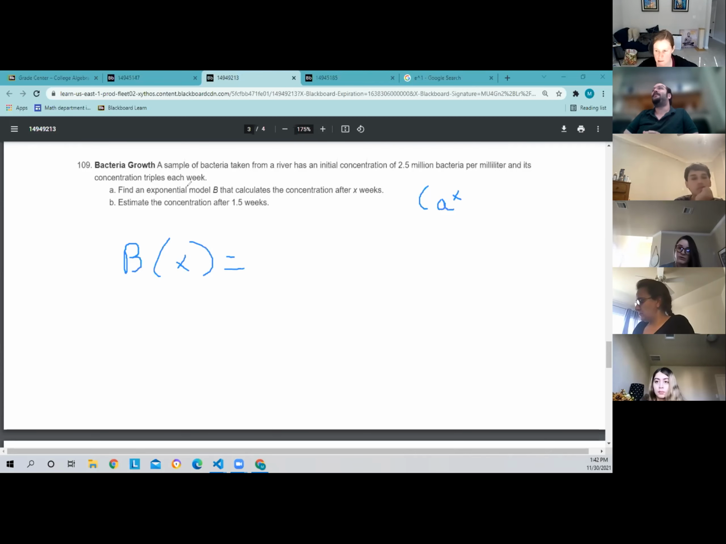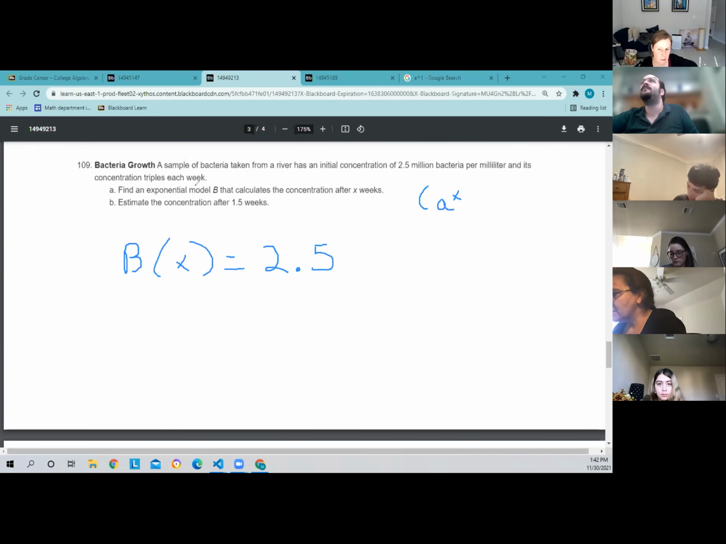Find exponential model B of X that calculates concentration after X weeks. What is my starting amount? It's your principal first. Yeah, so we're doing the starting amount. My C is what number? Would it be 2.5 million? Yes. 2.5 million.